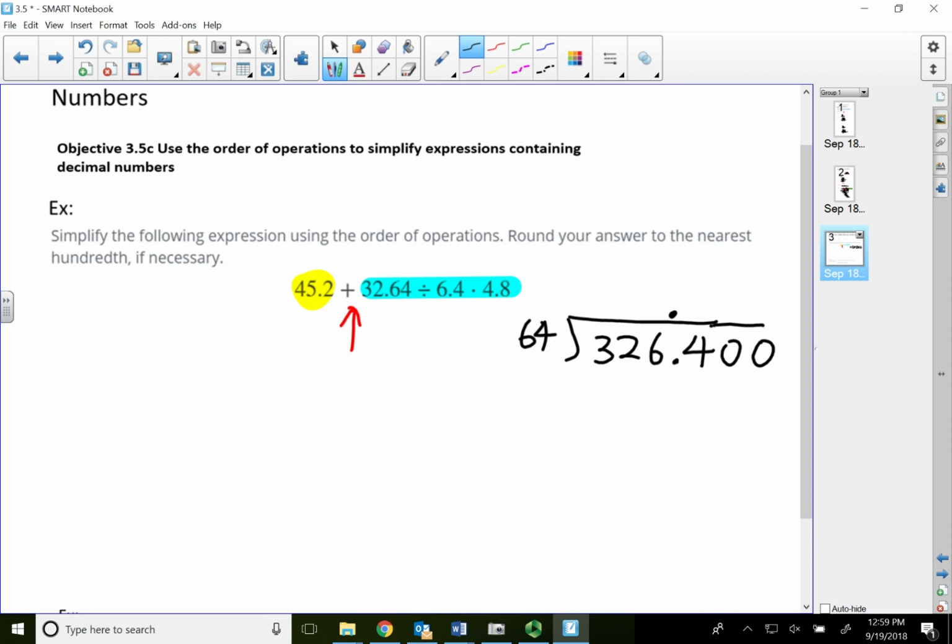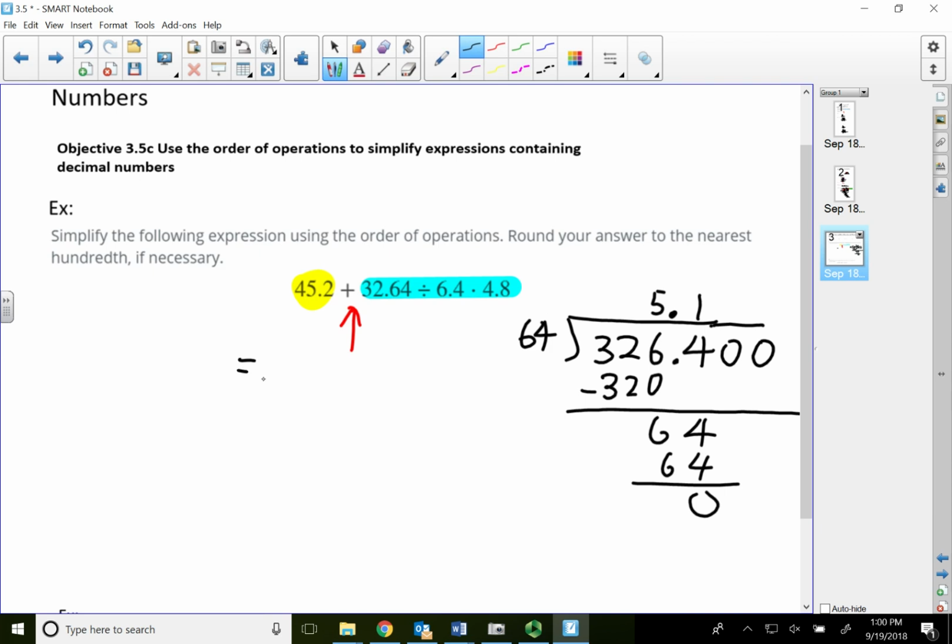All right, let's check it out. 6 going into 32 about 5 times. I think it will work. 5 times 4 is 20, carry 2. 5 times 6 is 30. 30 plus 2 is 32. If I subtract, oh, I got lucky. That's 0. Bring down the 4. 64 going into 64 exactly 1 time. So my division gives me exactly 5.1.